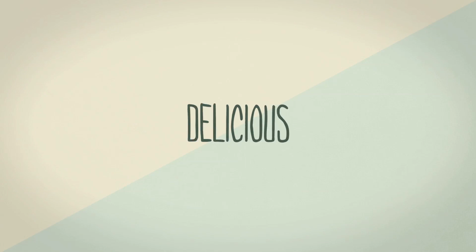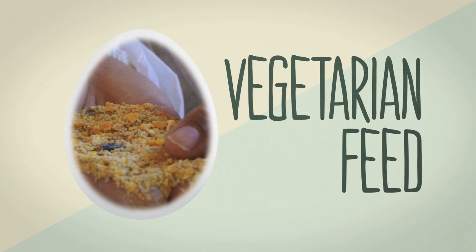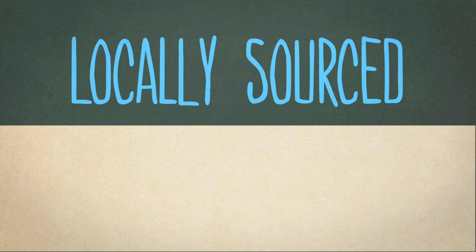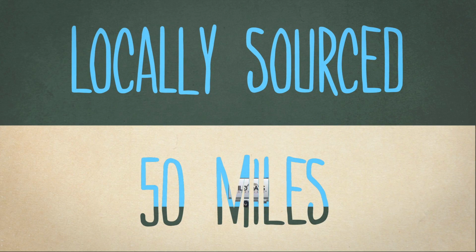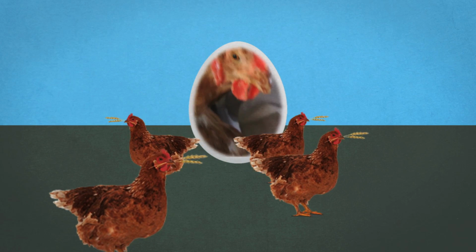But beyond fresh, they are delicious. Our hens eat vegetarian feed and drink a special formulation of mineral fortified water for thicker eggshells. Locally sourced within 50 miles of our distribution center, our cage-free hens are never exposed to antibiotics and run, roam, and nest where they're happy and healthy.